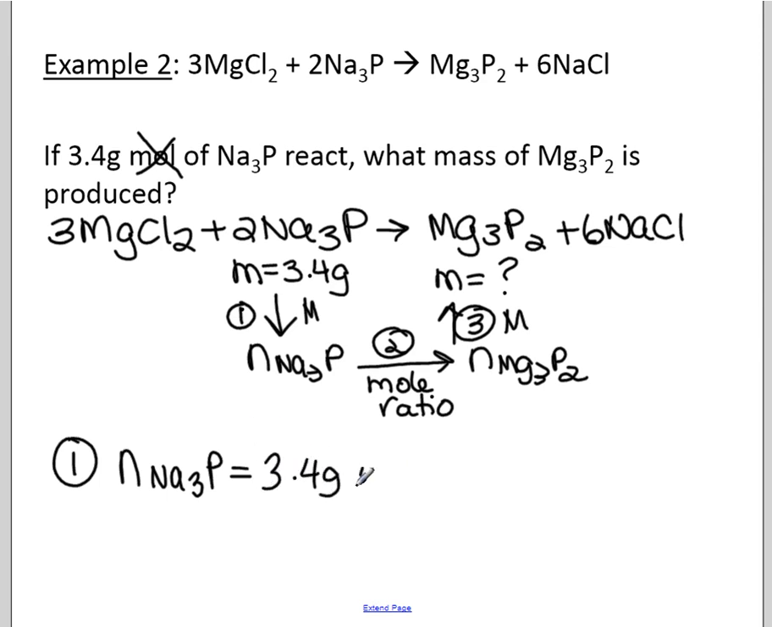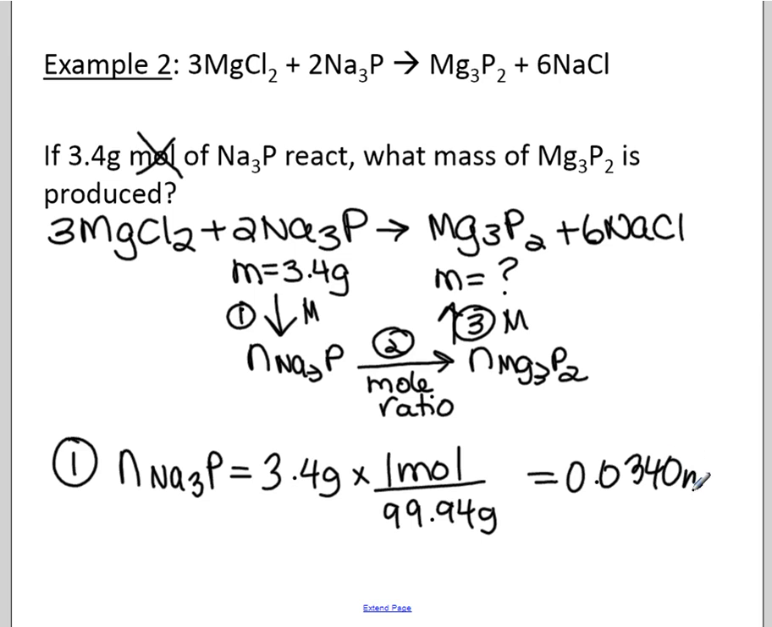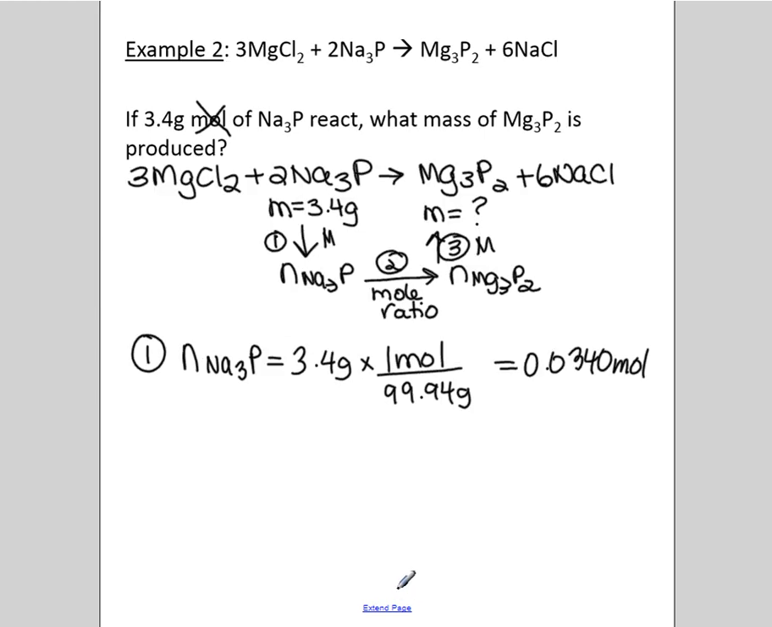3.4 grams times the molar mass of sodium phosphide, which is 99.94 grams. And that will give us about 0.0340 moles. Since this is a three-step problem, try not to round your answers too much until the very end, but if you don't want to write down all 10 digits, if there's many of them, then that's fine. Then we're going to go on to step 2.